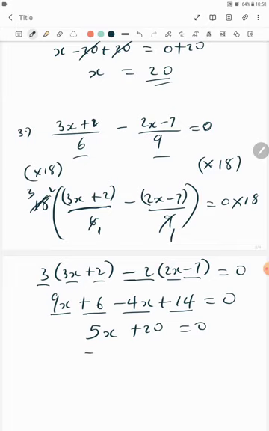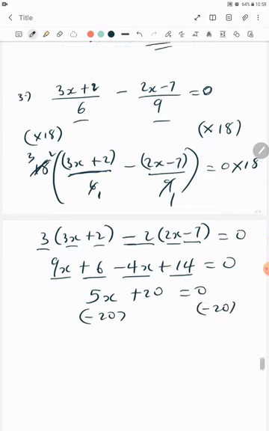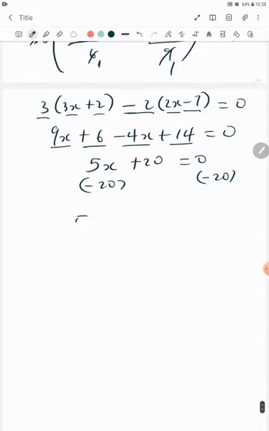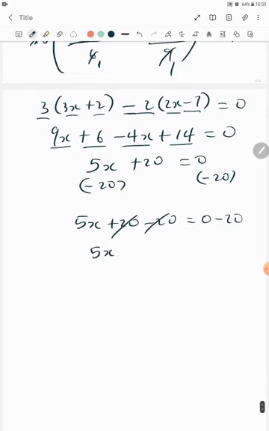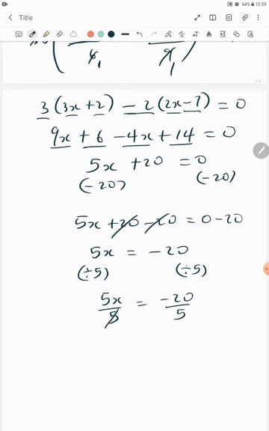Now, removing this 20 now, we are going to use minus because it's plus 20, and we'll do that to both sides. So I'm going to be having 5x plus 20 minus 20 equals 0 minus 20. So this cancel out this. Then we have 5x equals to minus 20. Then we can divide both sides by 5. To remove that 5, divide both sides by 5. That will be 5x over 5 equals to minus 20 over 5.